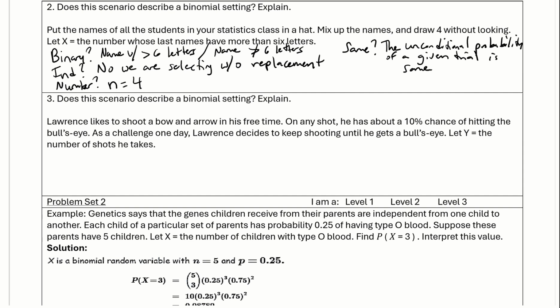However, we know that it's not independent, and so it fails that. So that means x is not a binomial random variable.